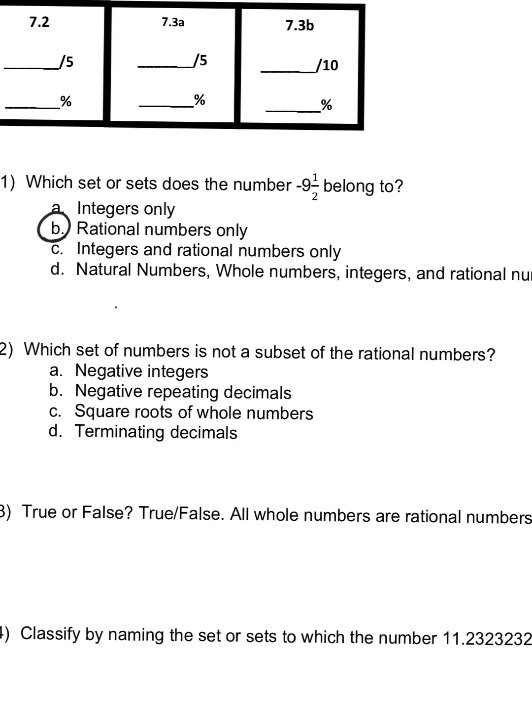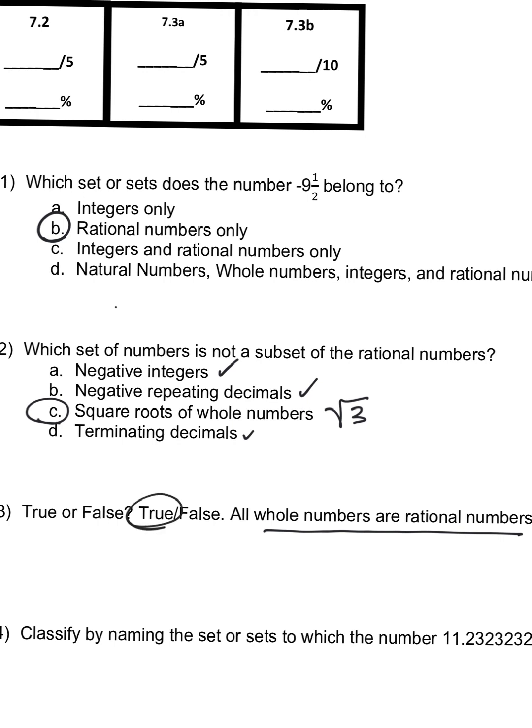It would be, okay, integers is a subset. Negative repeating decimals, because there's a pattern, is a subset. Terminating decimals is a subset. Square roots of whole numbers. If you take something like the square root of 3, it's irrational. All whole numbers are rational. True, because that's a subset.